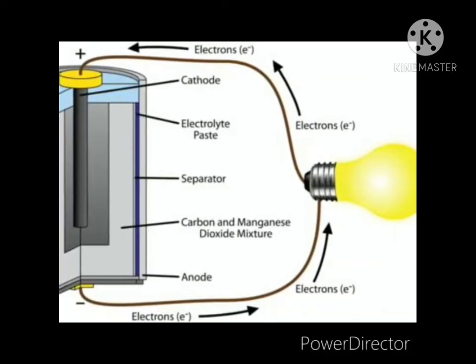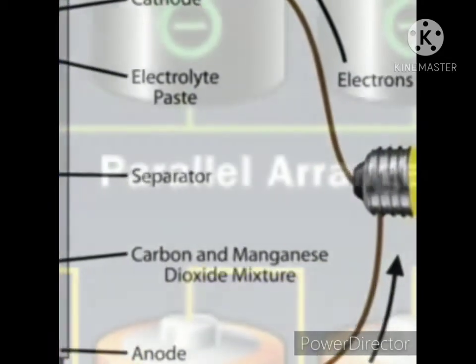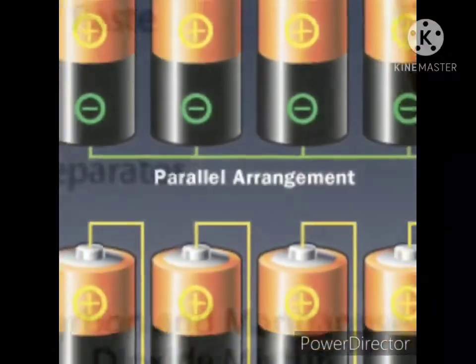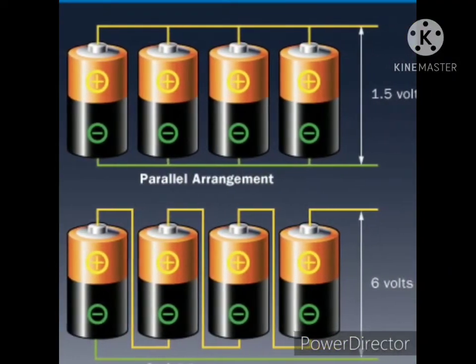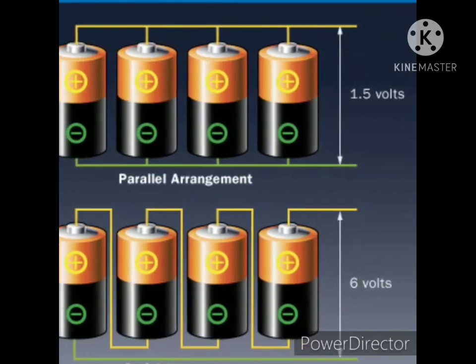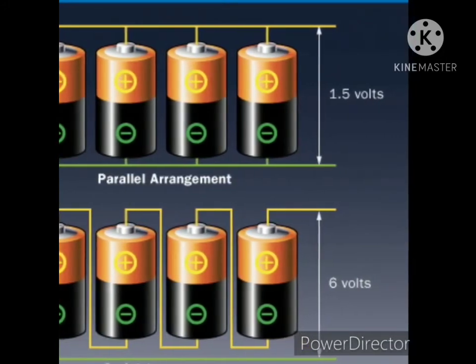And what is a battery? When two or more cells are connected back to back, this arrangement is called a battery. Automobile batteries are made of such type of cells.